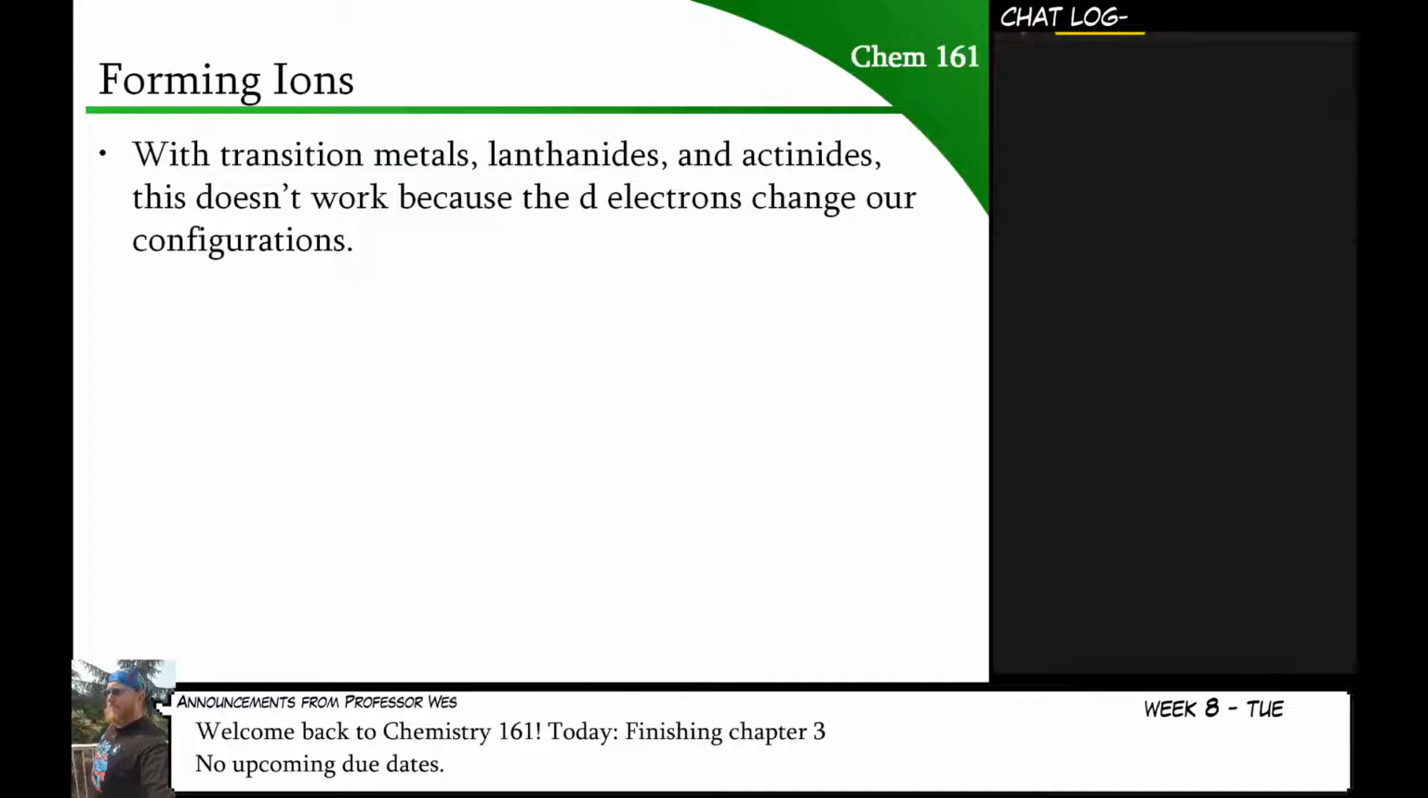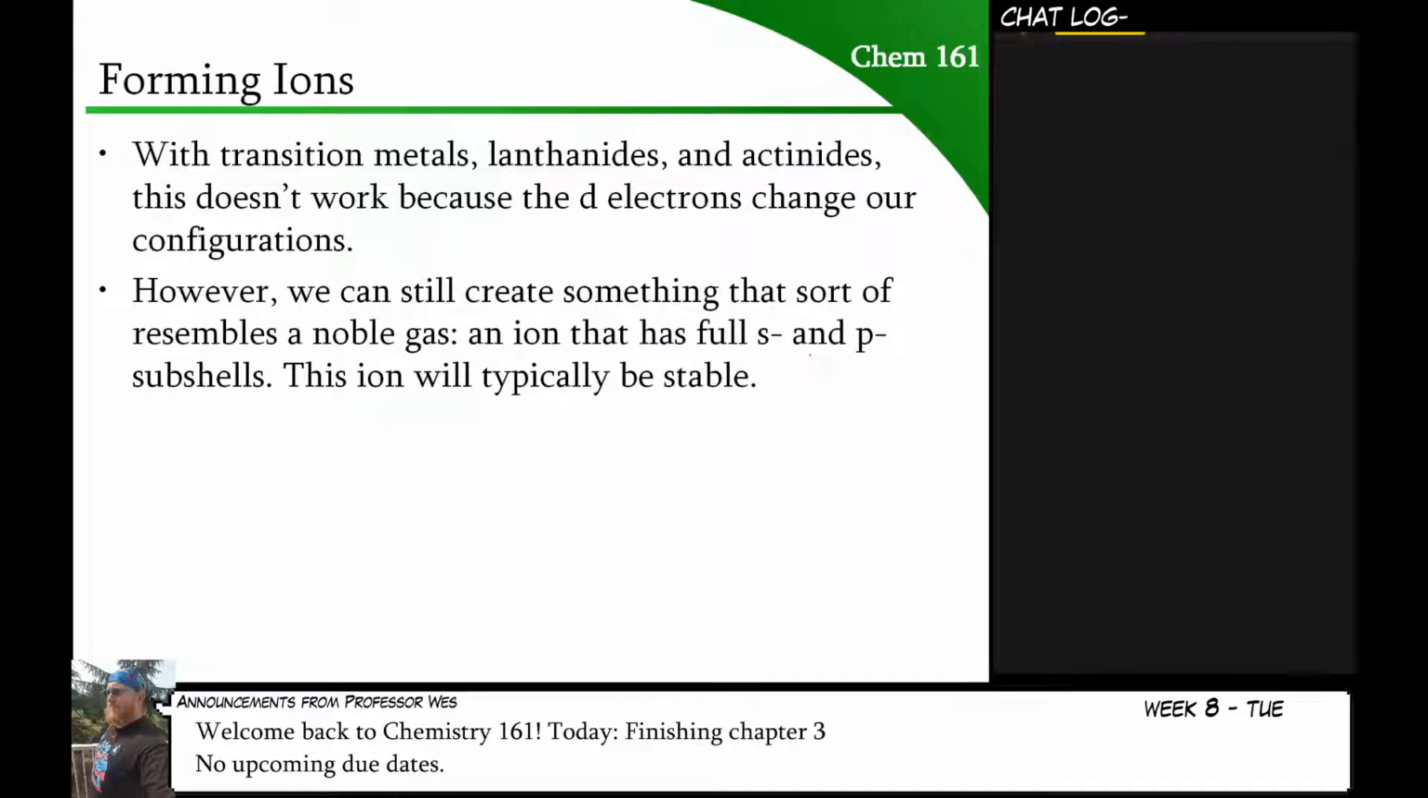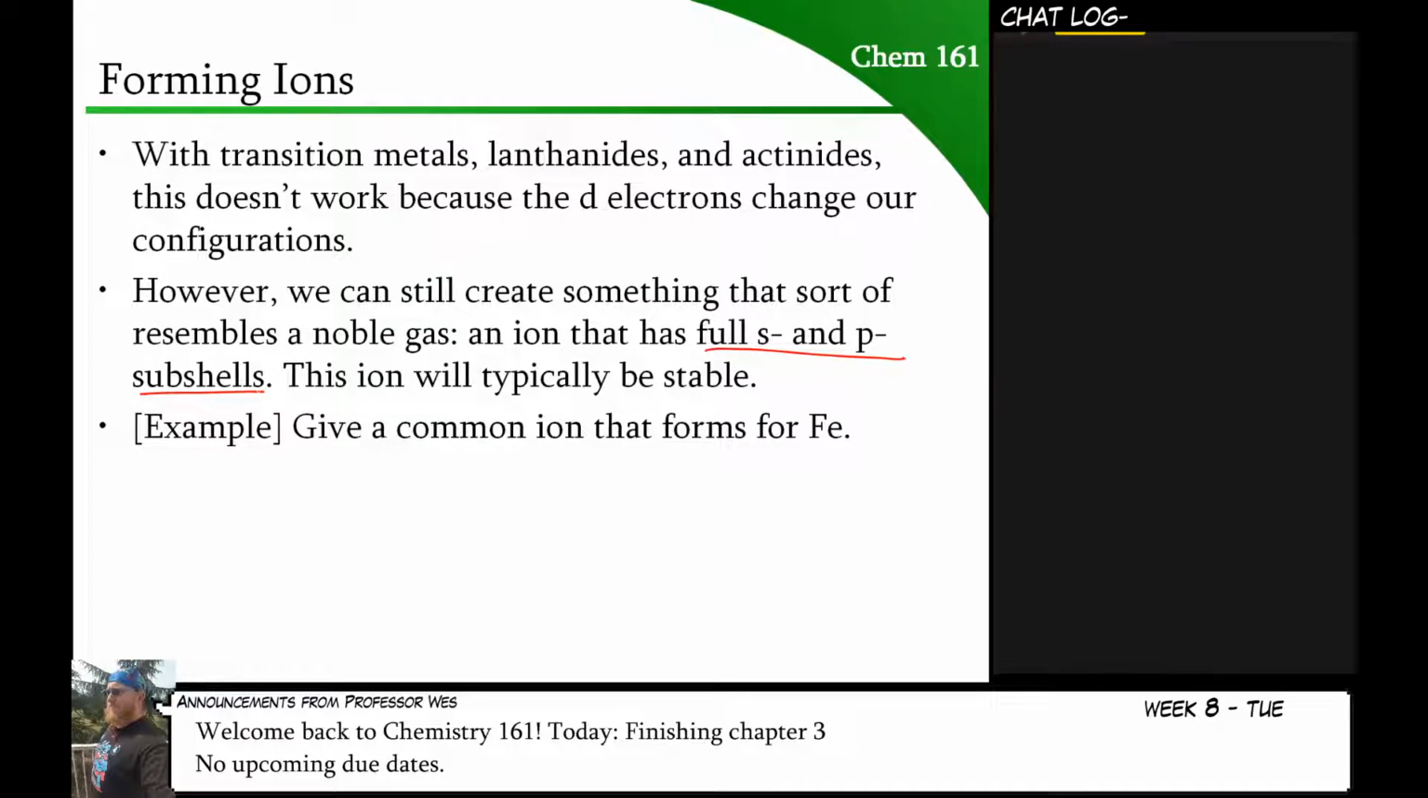The reason that we have an issue here is because we have d electrons, and the d electrons change your configuration so that it doesn't quite match. But what you can do is still just do the best that you can, and then you'll end up with an ion that's usually pretty stable. What I mean by the best that you can is that all of our noble gases have full s and p subshells. So if you have a few extra d electrons, that's fine. Just strip away all of the extra s electrons from the valence shell, and you'll get a usually stable ion. And this works a surprising amount of the time.